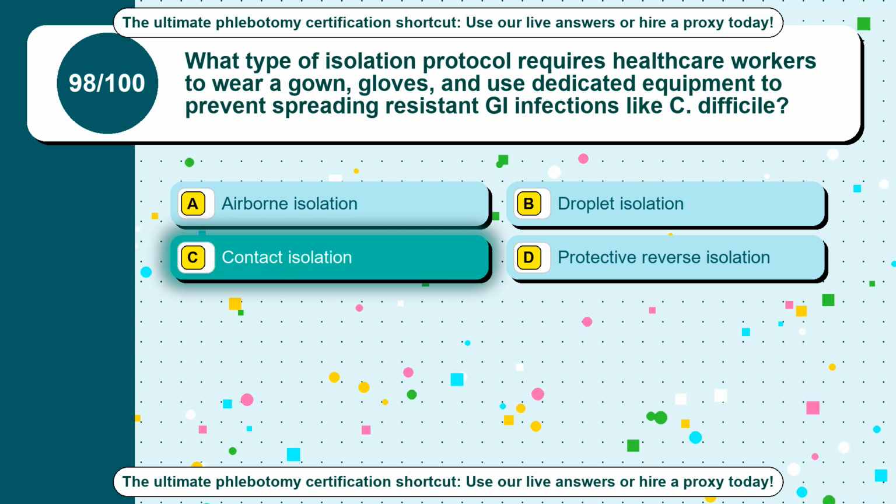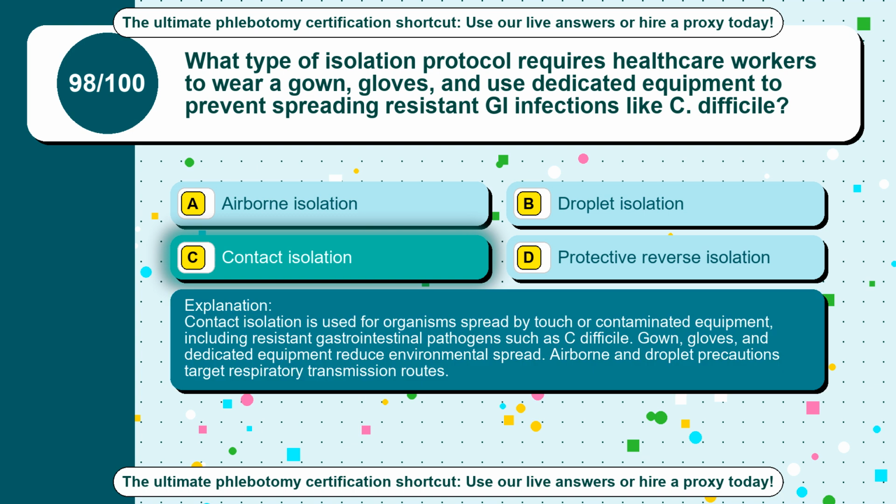The correct answer is option C, contact isolation. Contact isolation is used for organisms spread by touch or contaminated equipment, including resistant gastrointestinal pathogens such as C. difficile. Gown, gloves, and dedicated equipment reduce environmental spread. Airborne and droplet precautions target respiratory transmission routes.